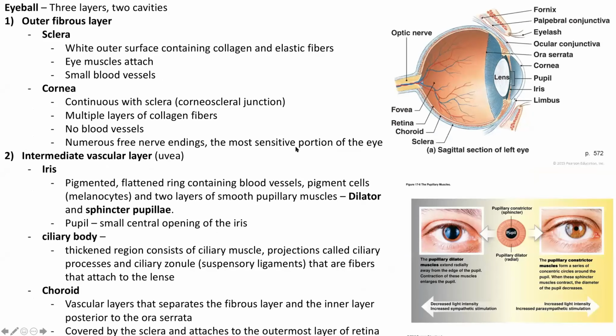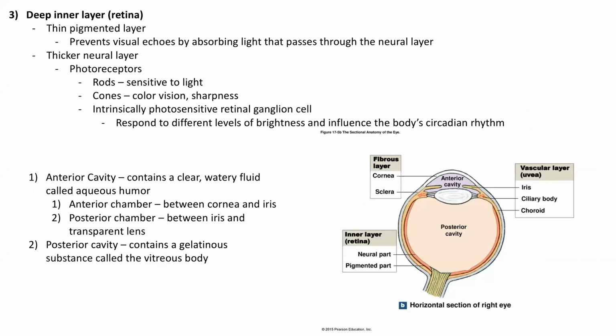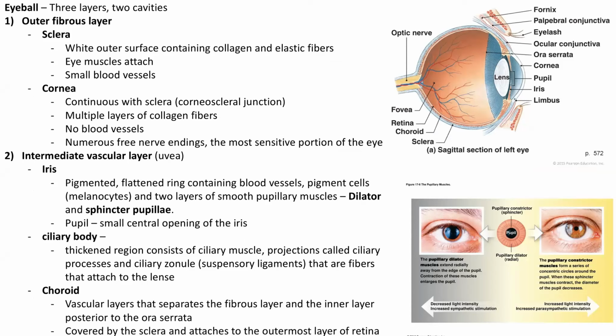Okay. So now we'll go through the layers of the eyeball. We talked about this in lab the other day before spring break. This was the three layers of the eyeball: the outer fibrous layer, the intermediate vascular layer, and then the deeper retinal layer. We'll start on the outer surface with the sclera. The sclera is that white part. It contains collagen and elastic fibers. This is where all the muscles that move the eyeball actually attach.